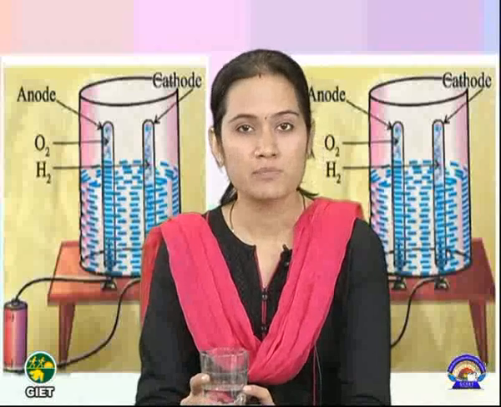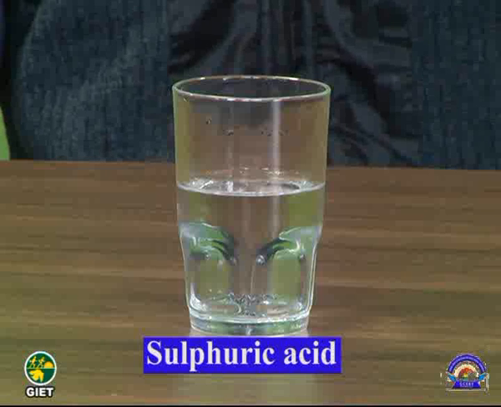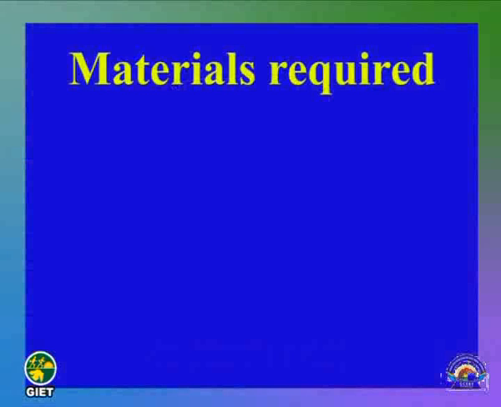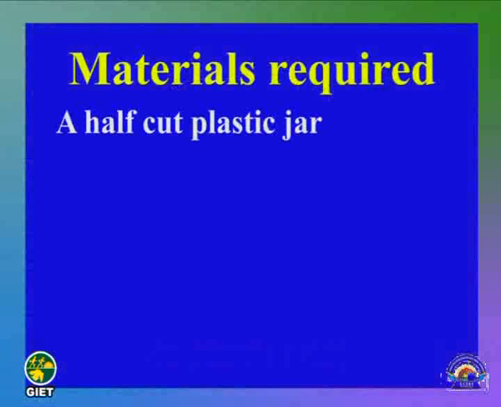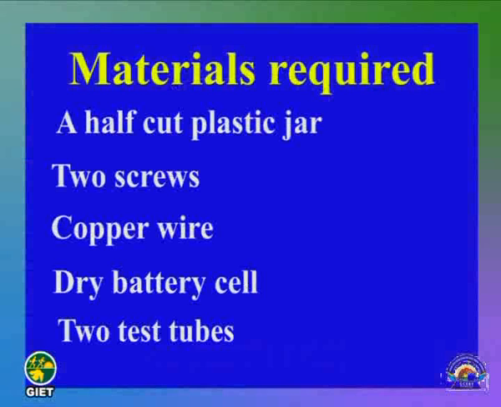Students, for this experiment we require sulfuric acid. This is sulfuric acid. Students, this is dilute, that's why it looks like plain simple water. So, let us recall the list of the material we require. First, a half-cut plastic jar, 2 screws, copper wire, a dry battery cell, 2 test tubes and sulfuric acid.